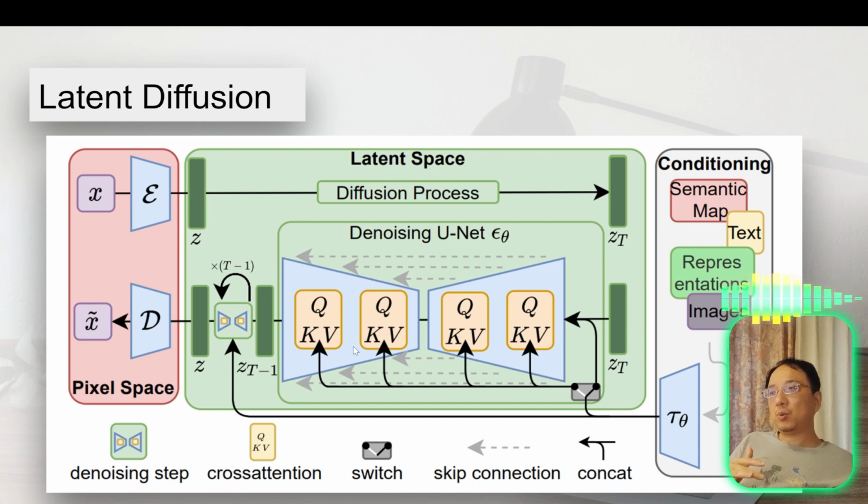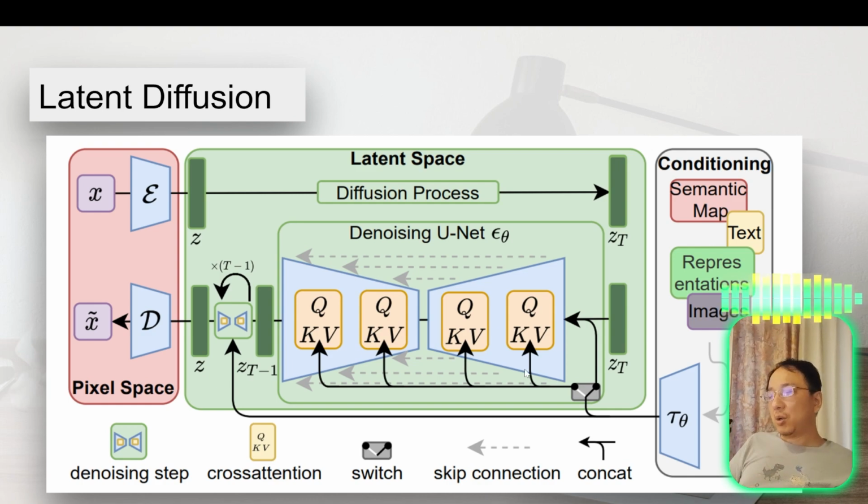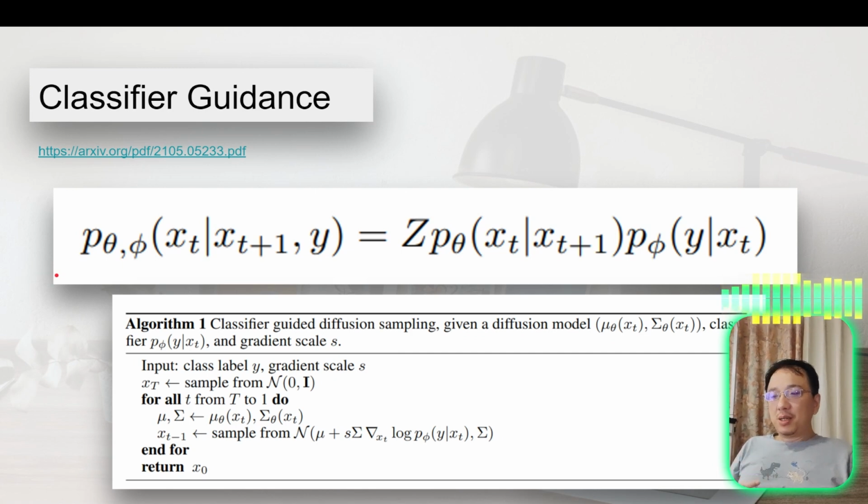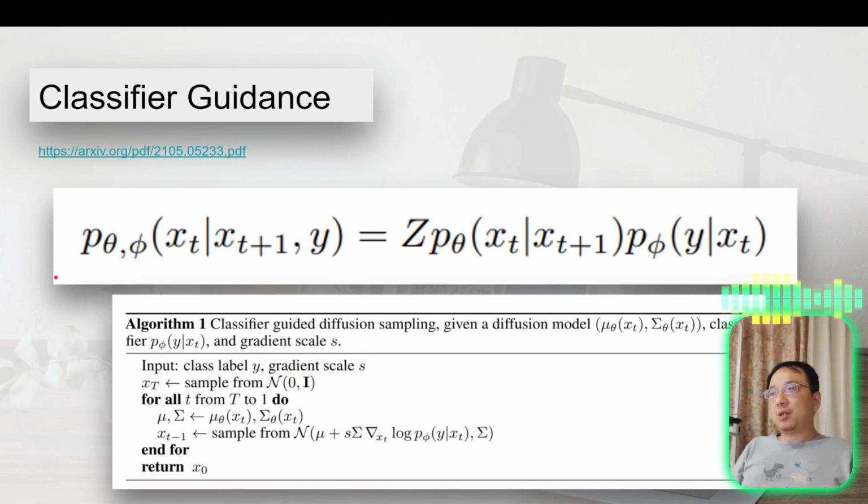Next, we are going to discuss how we can actually add the condition, including the prompt, into the denoising process. So let's first talk about the classifier guidance method. This is a method to use condition to guide the sampling process of our denoising diffusion model.